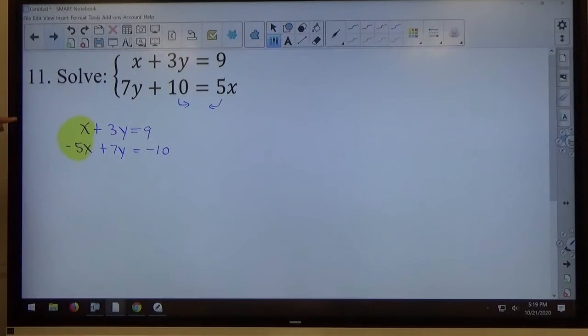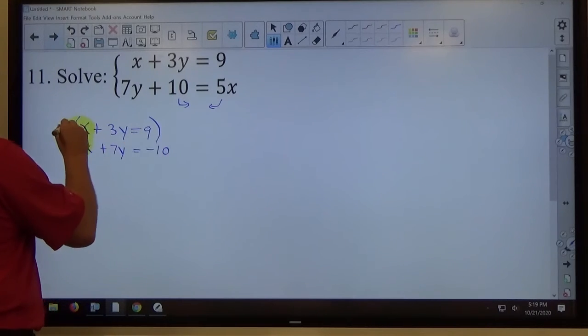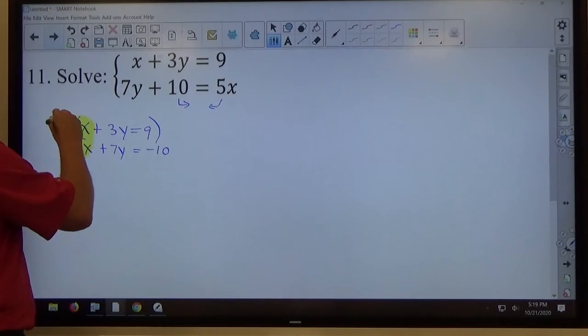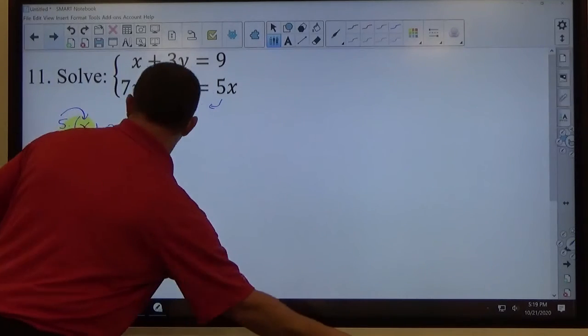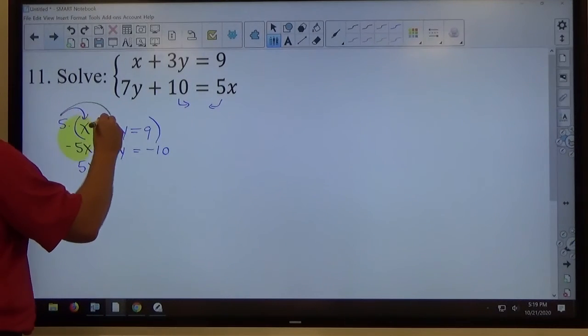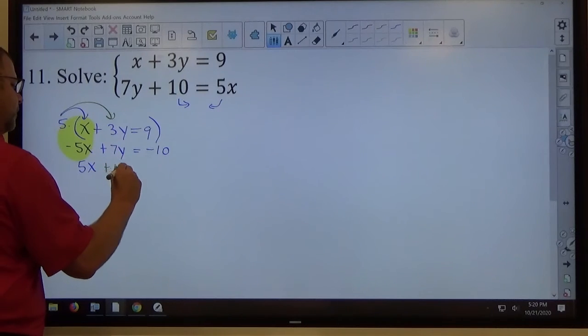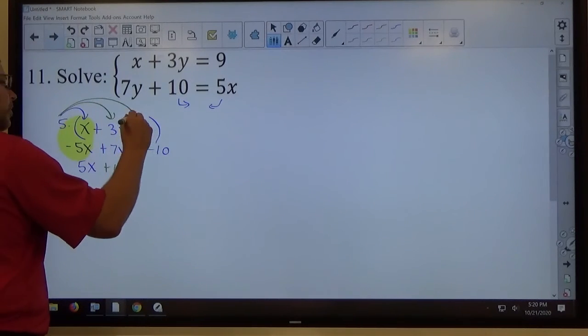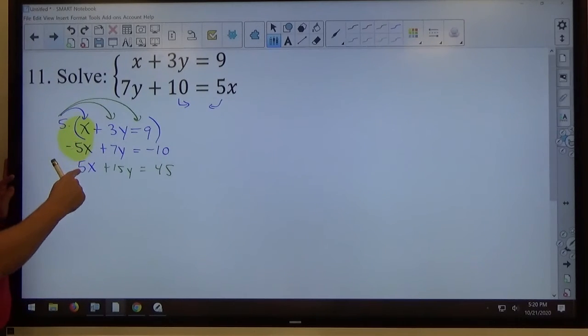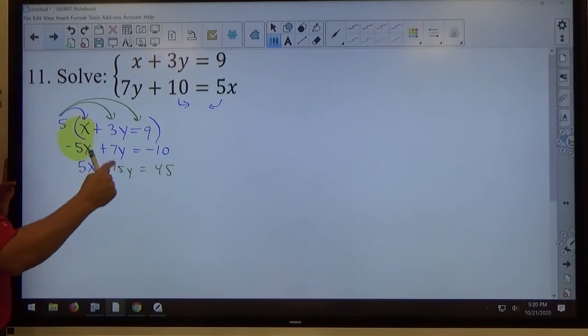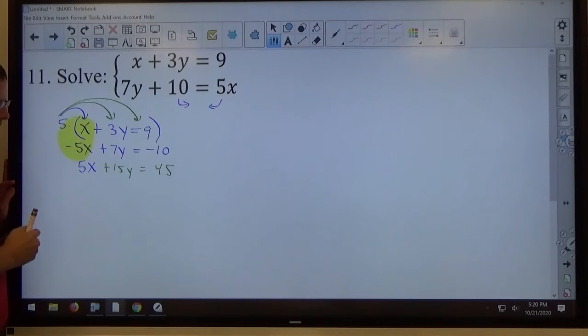And also, all I have to do is take the top times 5. 5 times x makes 5x, opposite of negative 5x. So I'm going to multiply the top equation times 5. That's going to get me 5 times x. What I want is positive 5x. The consequence is I get 5 times 3y, which is plus 15y. And 5 times 9, which is equals positive 45. Positive times positive makes positive.